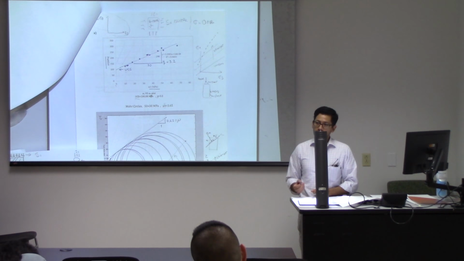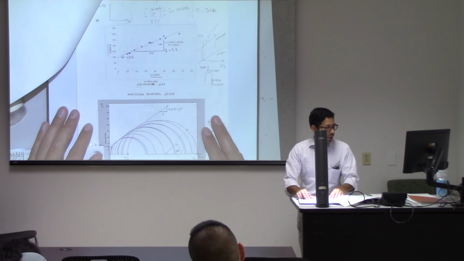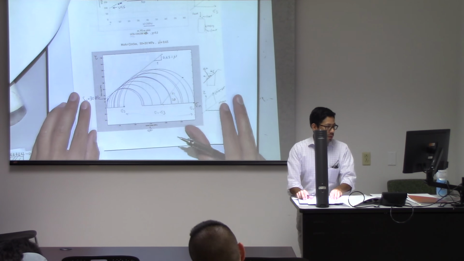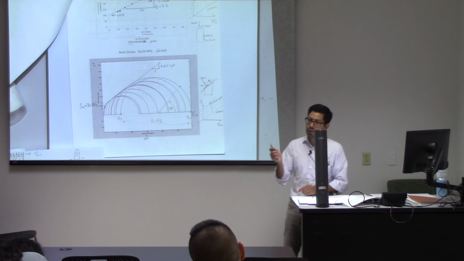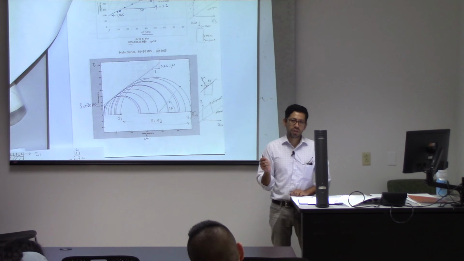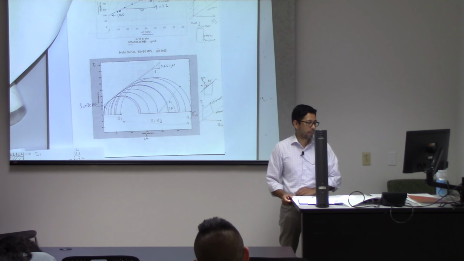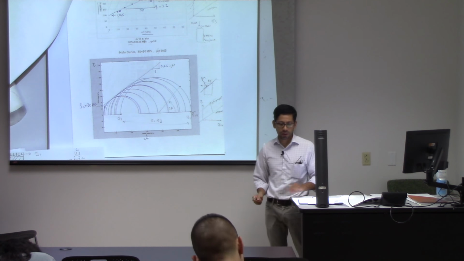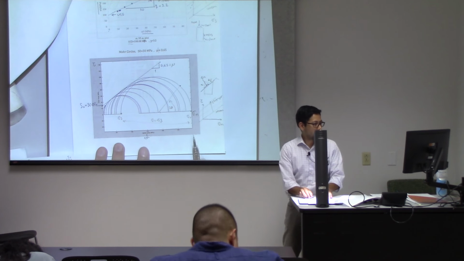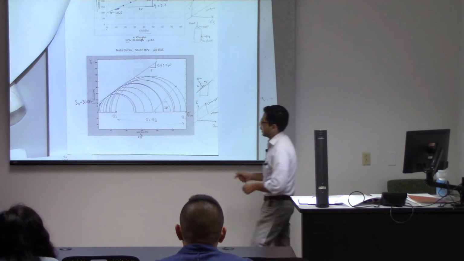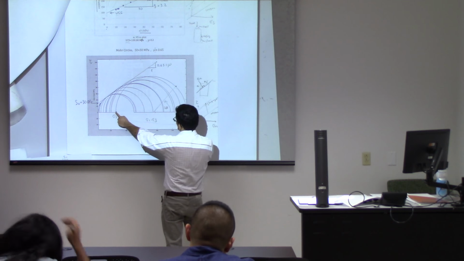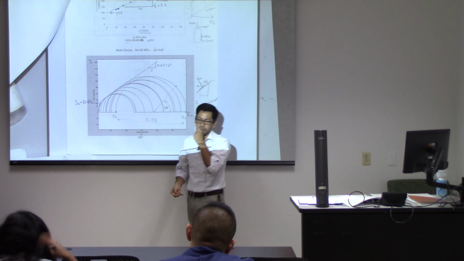Now the Mohr circles. If you have to draw the Mohr circles on paper, the only thing you have to do, and always draw effective stress Mohr circles, okay? I'm not a big fan of total stress Mohr circles. So draw effective stress Mohr circles, find the principal stresses, and then you just throw a circle in between.